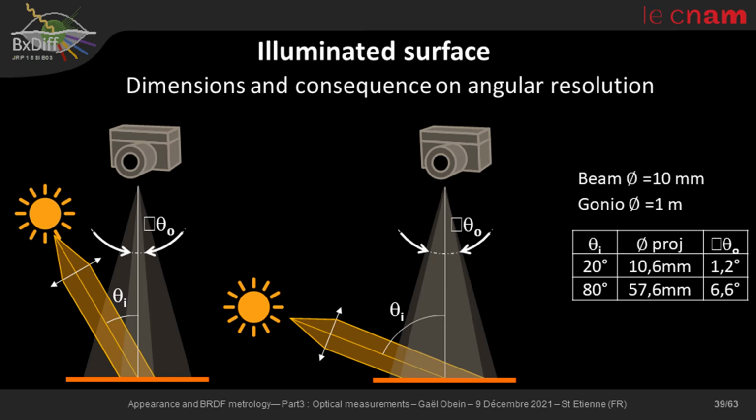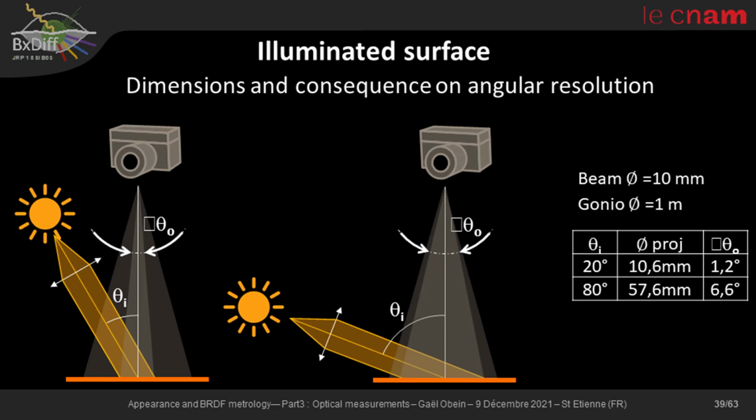The worst configuration is always when you measure in the normal of the sample and you illuminate at a given zenithal angle. The projection of the beam will increase when the zenithal angle increases. The beam here will expand because of the projection. Then with the detection, when you look at the sample, you look at the light coming from all these directions. So in fact, your angular resolution is this angle.